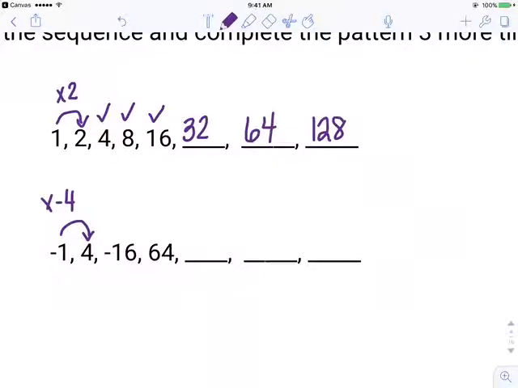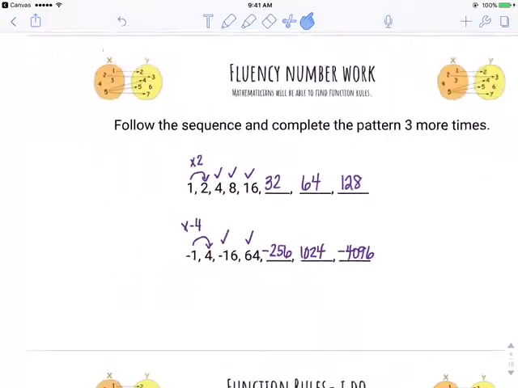So is negative 4 times positive 4 negative 16? Yes. Is negative 16 times negative 4 positive 64? Yes. So then we're going to say 64 times negative 4. That's negative 256. And if you notice the pattern, it has a negative, then a positive, then a negative, then a positive. So you should make sure you're following that in your answers. Multiply negative 256 by negative 4 and get 1,024. And then one more time by negative 4 and get negative 4,096. So those are your review on patterns from yesterday.